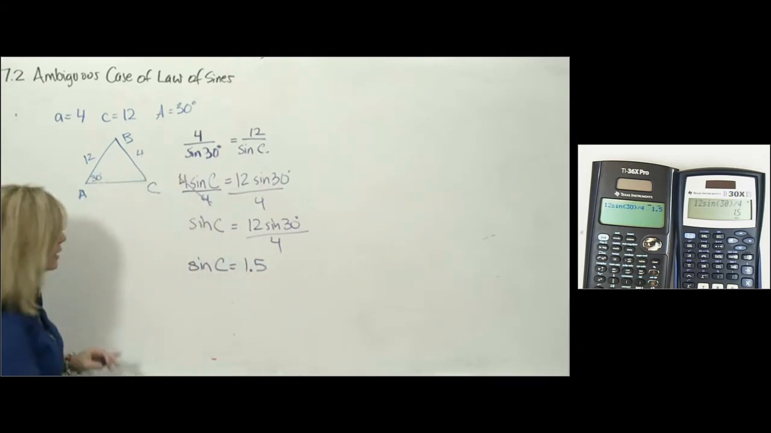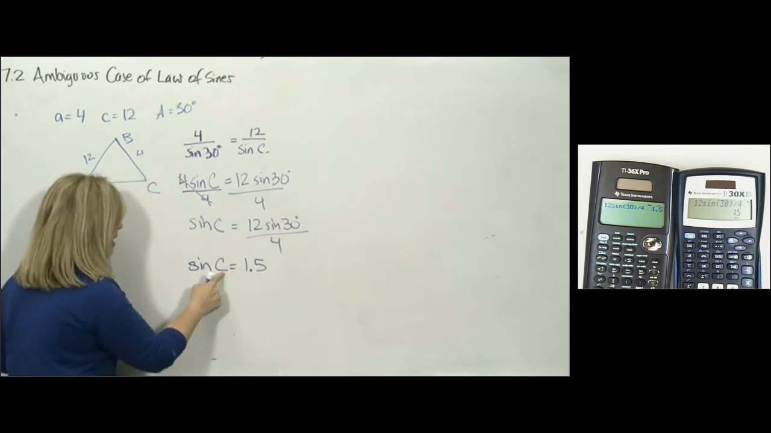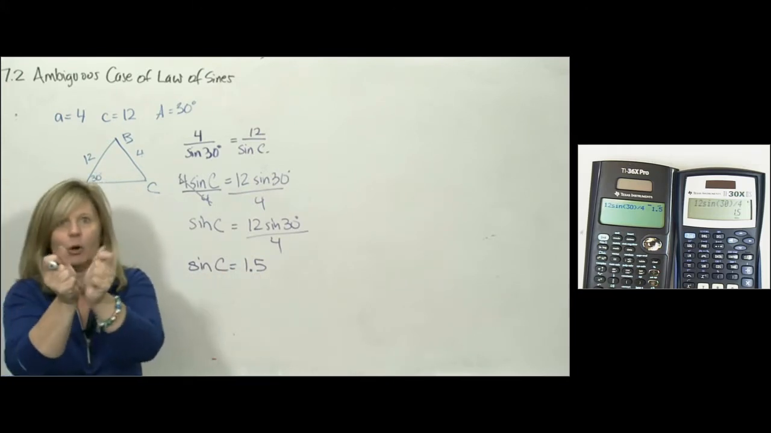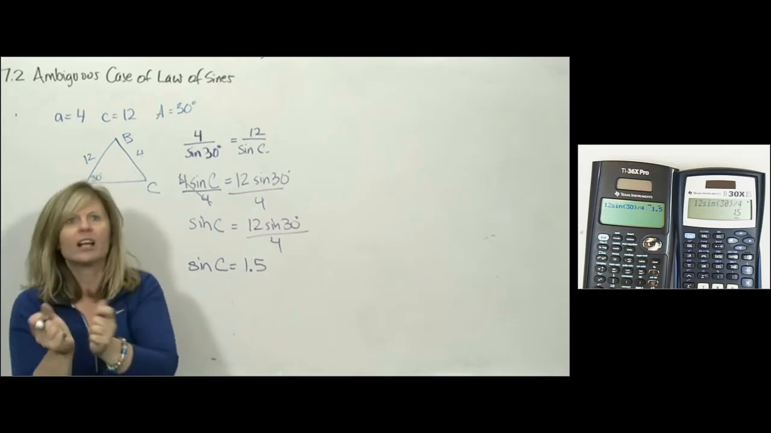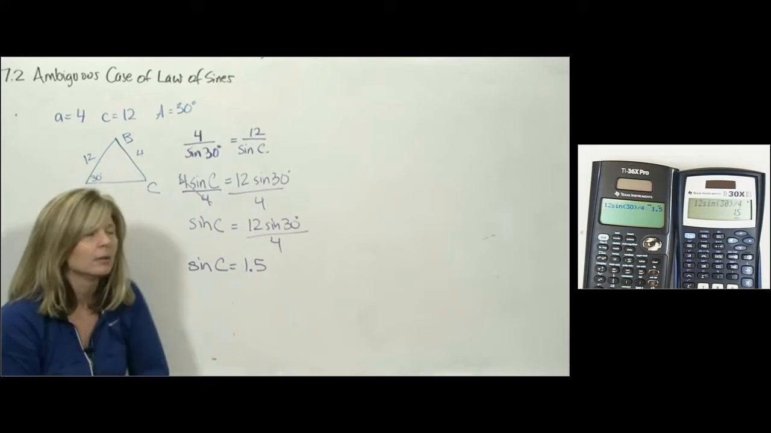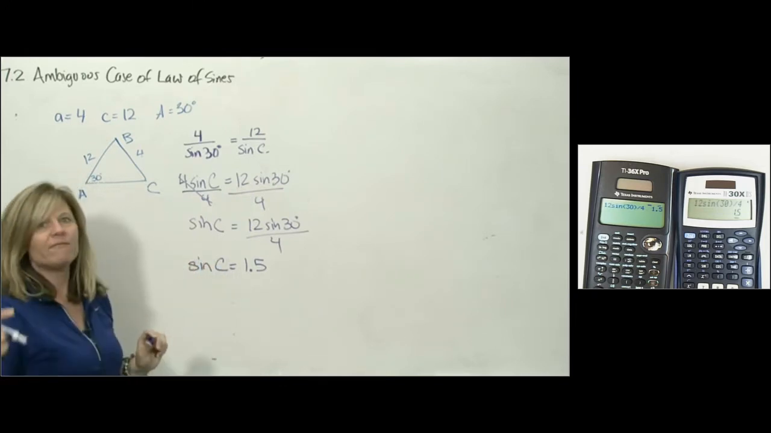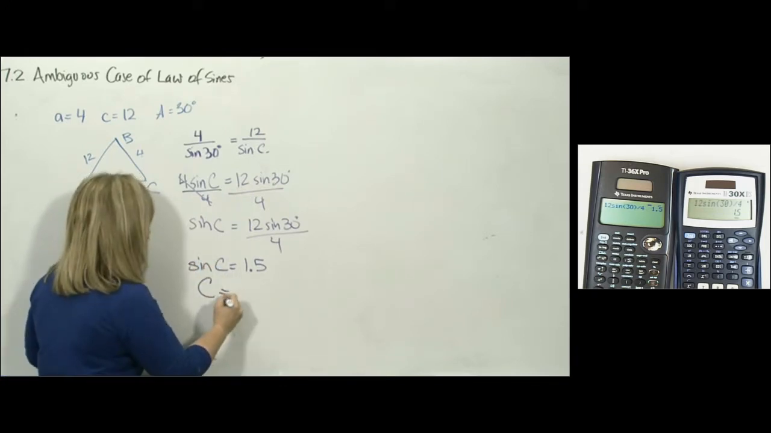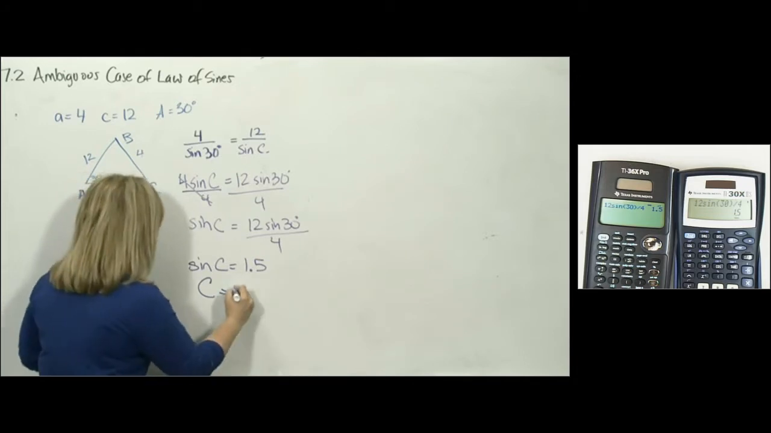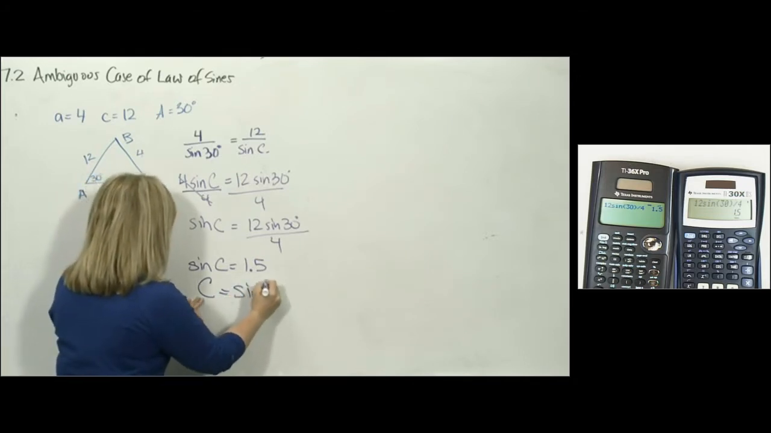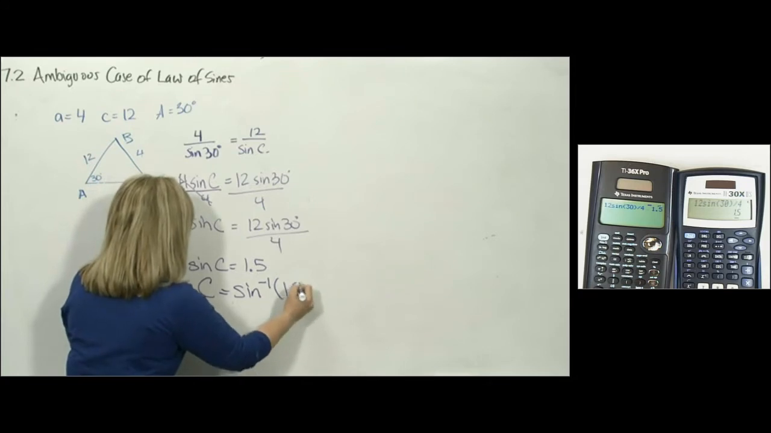You cannot take that word and move it away from that angle. They are stuck together like glue, husband and wife. They're handcuffed together. They're not coming apart. You are trying to find angle C. The only way to find angle C is to do the inverse in the calculator. So you would write angle C is going to be sine inverse of 1.5.